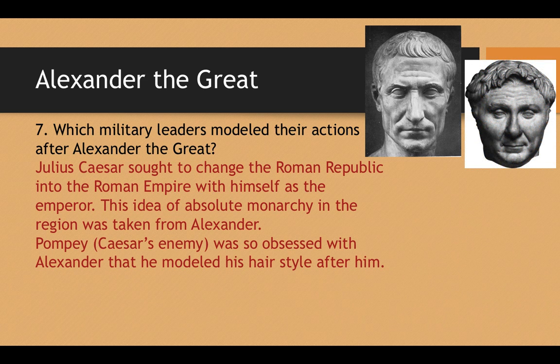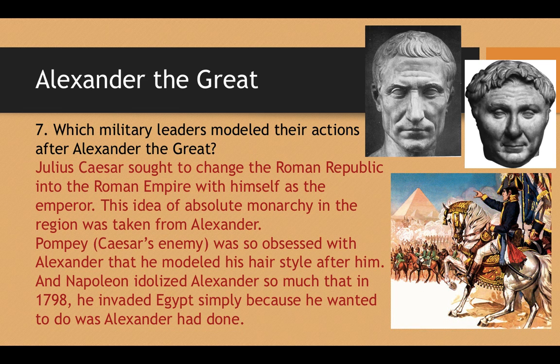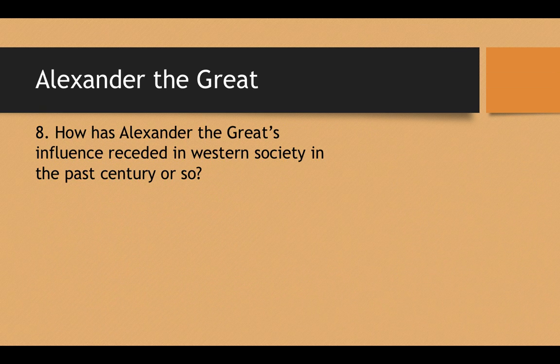Okay? Then you have a guy named Pompey, who was Caesar's enemy. He was so obsessed with Alexander that he modeled his curly hairstyle after him, as you see in that sculpture there. And going all the way to the late 1700s, early 1800s, Napoleon Bonaparte idolized Alexander the Great so much that in 1798 he invaded Egypt. And the reason why he invaded Egypt, because Alexander invaded Egypt and he wanted to do exactly what Alexander the Great had done. All right, so he was massively influential for over 2,000 years after his death.